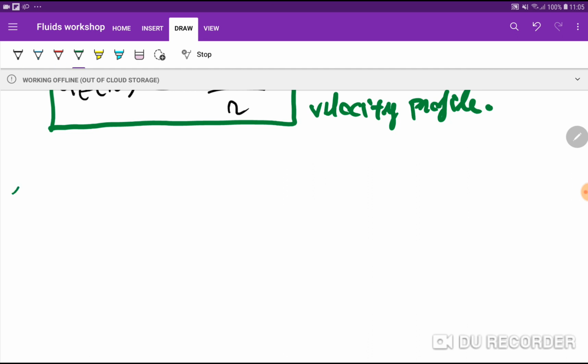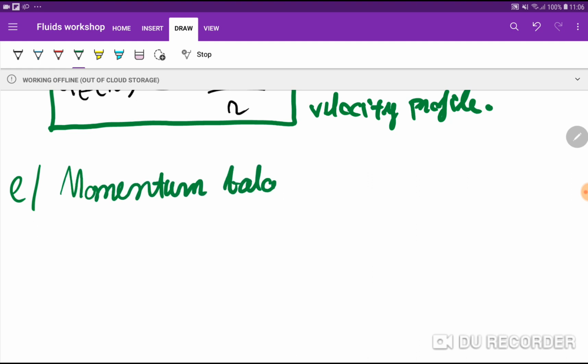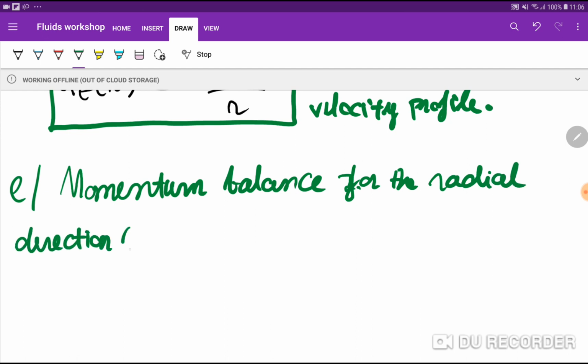Part E, let me write in this color. Part E, they ask for the momentum balance for the radial direction r. Okay, so what do you do? Again, the place of the equation, which equation do we use? I think it's the same page. Let me check. Yeah. So it is equation.